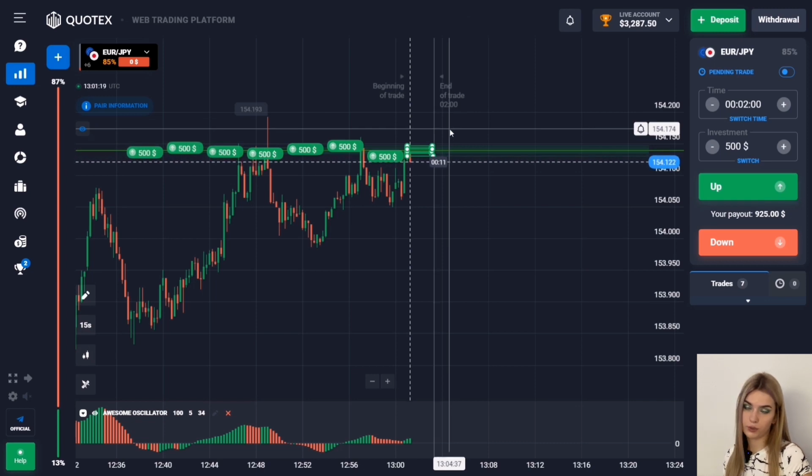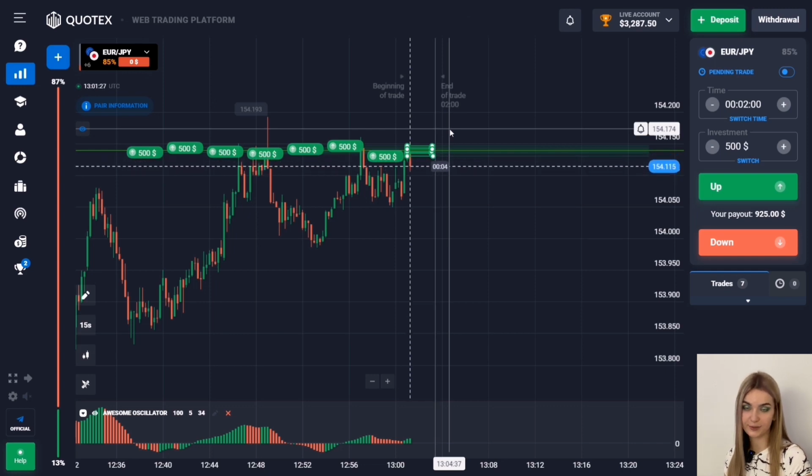There is a clear compression of this level. I hope that in the next 2 minutes there will still be a breakout. So guys, let's wait for the result.